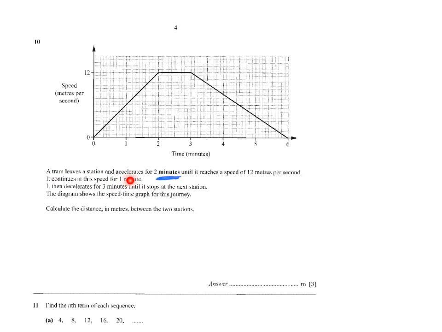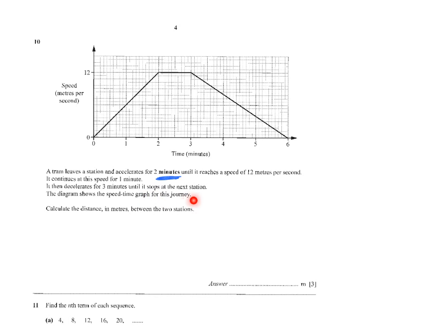A tram leaves the station, accelerates for 2 minutes. It's important. I'm telling myself it's important, John, until it reaches a speed of 12 meters per second. So let's have a look. Accelerating for 2 minutes, and indeed a speed of 12 meters per second. Okay. It continues this speed for 1 minute. Yeah, that's right. It then decelerates for 3 minutes until it stops. So 1, 2, 3 minutes deceleration. And then it stops at the next station.